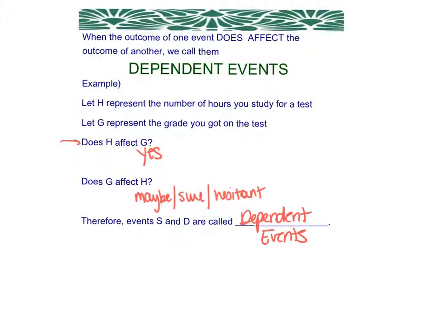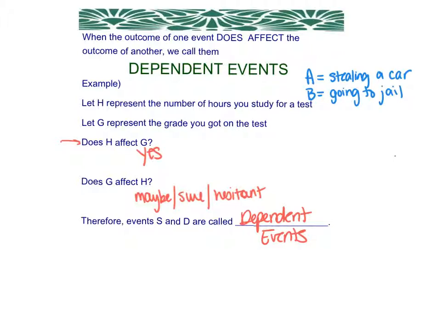Okay, so hopefully you didn't have too much trouble coming up with some dependent events. Some of the ones that I thought were really good from class: the first one was A, stealing a car, and B, going to jail. I think those are safely dependent events.